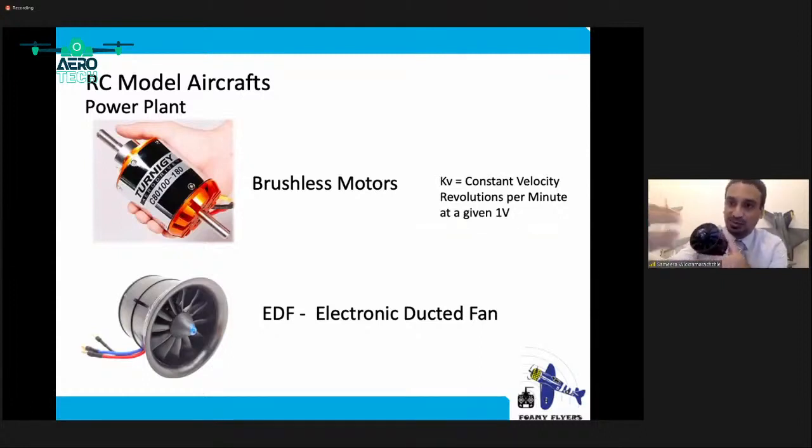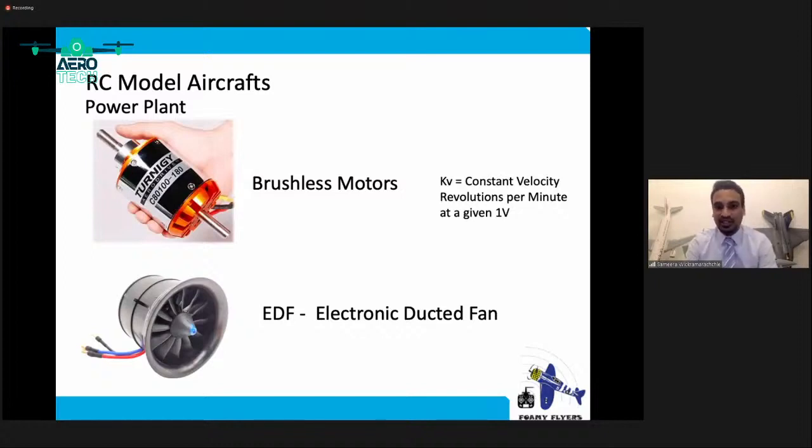So it basically pulls in air from the front and pushes it out through a nozzle, so that the concentration of the thrust is increased. Because of that, the thrust is more. But having said that, if you're thinking, okay, the EDFs will have more power, so I will use an EDF, that is not how it works. Normally you can get the same performance with a normal propeller engine as well.